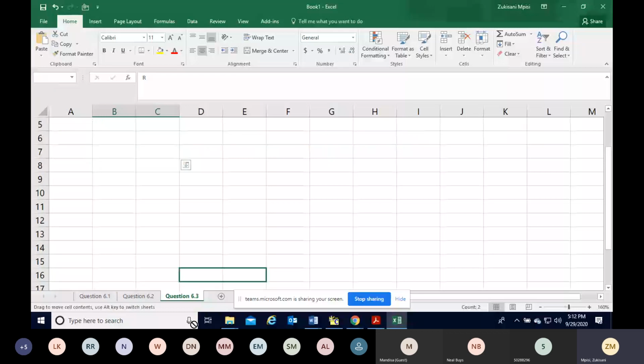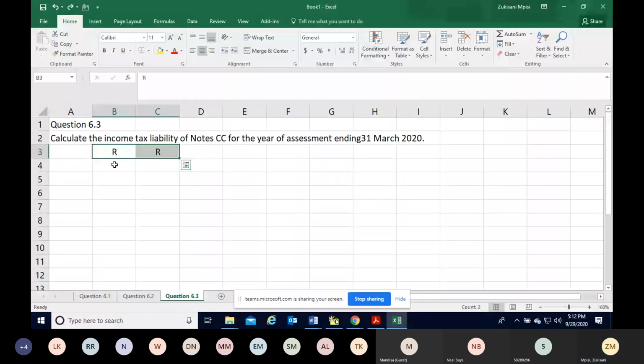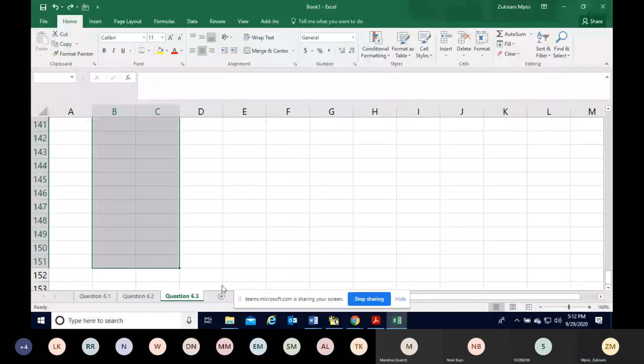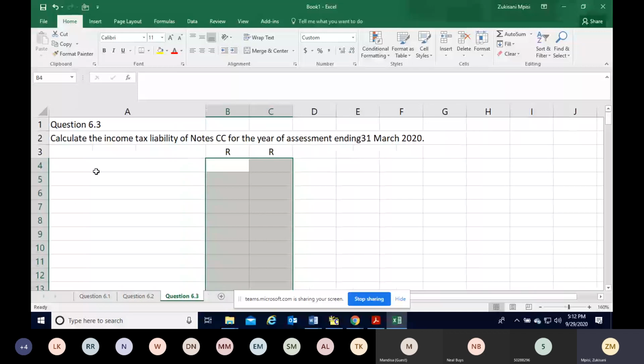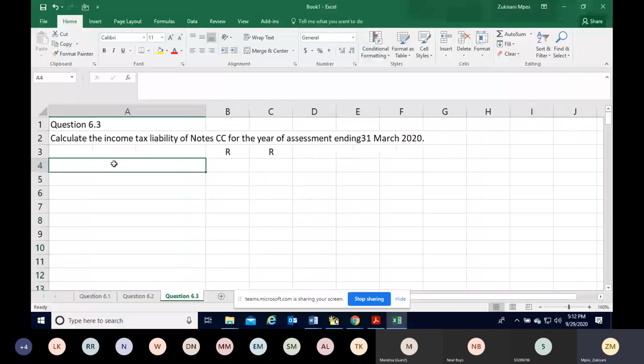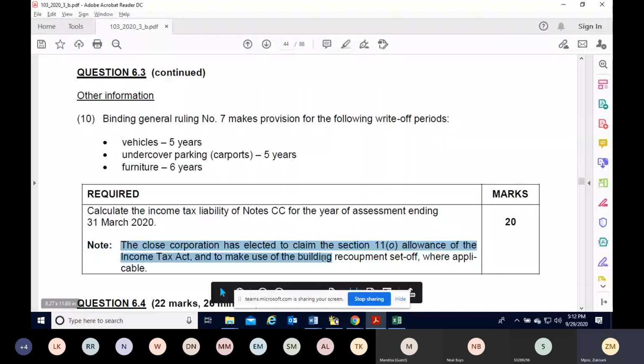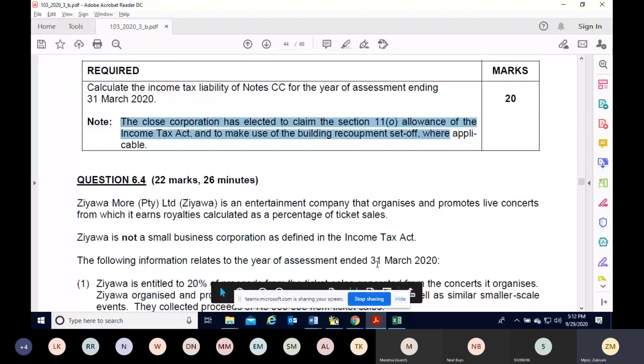Right, let's work with what we have. We have to calculate income tax liability. The closed corporation has elected to claim the Section 11O allowance in terms of the Income Tax Act and to make use of the building recoupment set-off. Right, let's see if we can quickly attempt this question.